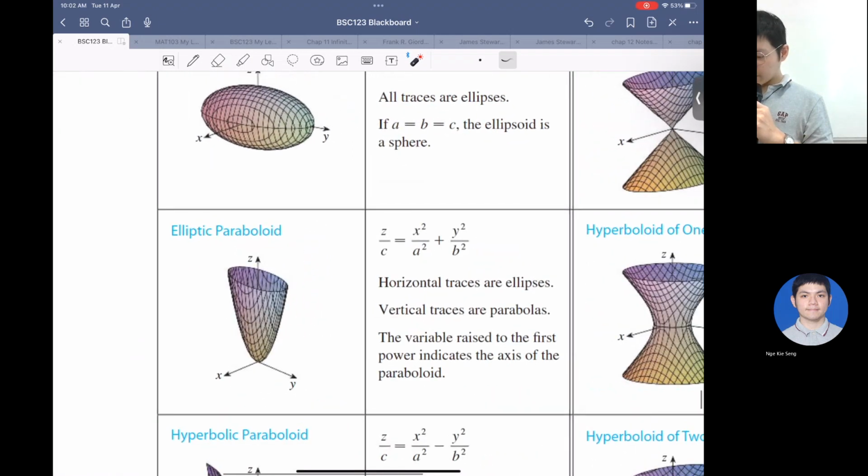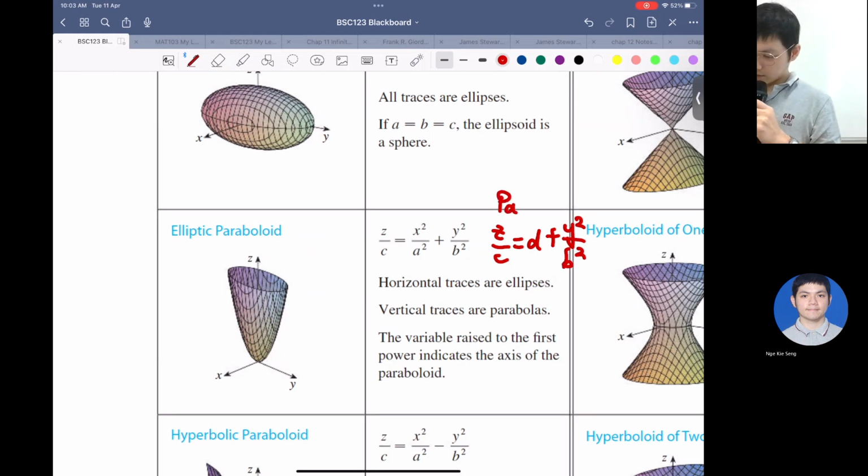If you fix the other variables, then you will get a parabola. If you fix x or fix y, then you will get a parabola. For example, if you fix this, this is a parabola.